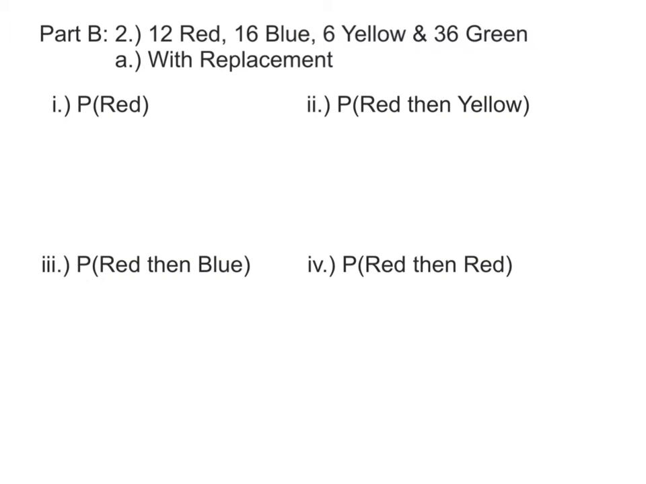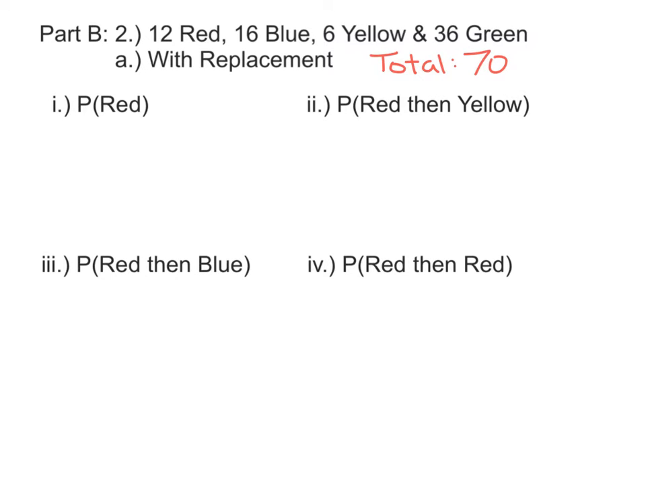You will definitely see the jar of marbles problem. In this one we have 12 red, 16 blue, 6 yellow, and 36 green. And we're going to take one out, and every time we take one out, we replace it. So first of all, let's find the probability of just taking one marble out and getting a red. Well, before we get into that, it would be a good idea to identify how many total marbles are in the jar. And if we just add up 12 plus 16 plus 6 plus 36, we'll get 70.